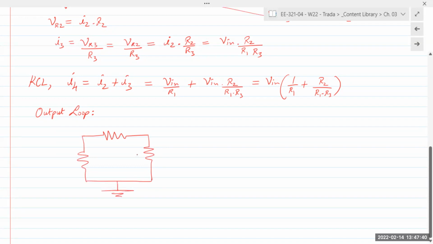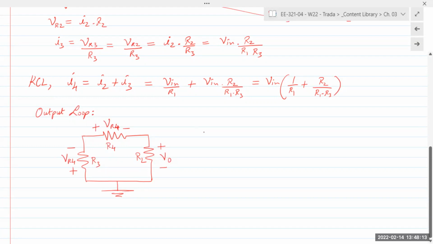This is R4. Oh, sorry, not R4. This is RL. This is R4. This is R3. RL, Vout is measured with this reference. R4 has VR4 with polarity plus on the left. VR3 has a polarity plus that way.